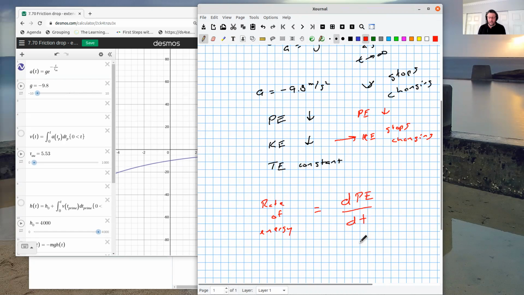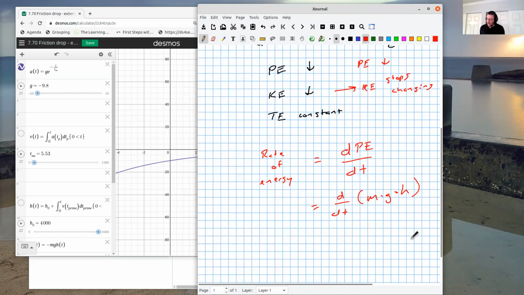That is the derivative of the potential energy. Well, the potential energy is mass times gravity times how high it is. So that means the rate of that energy loss is going to be equal to, well, the mass isn't going to change, and the gravity is not going to be changing anymore. So that's going to be how quickly is the height changing? Well, how quickly the height is changing is the velocity. So mass times gravity times the velocity.